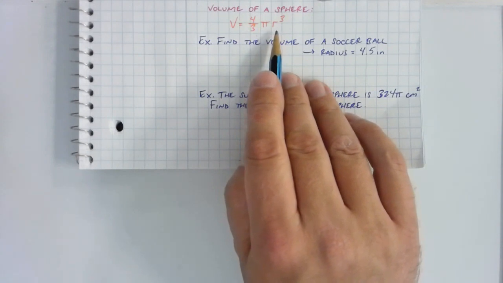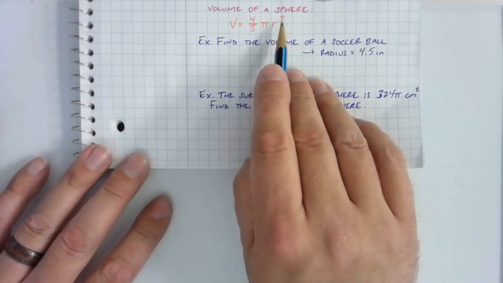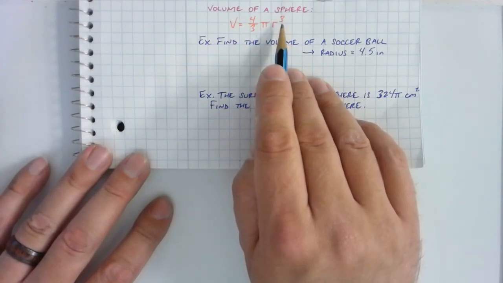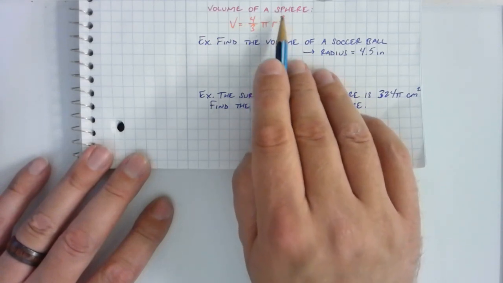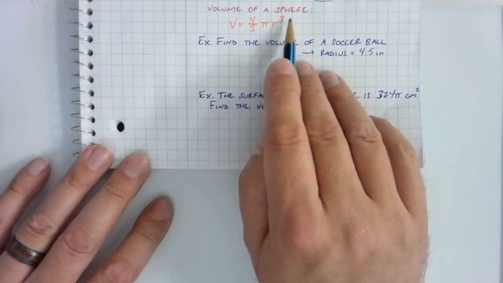Radius, again, of a sphere is a one-dimensional measurement. It's simply a distance from the center to its edge. As soon as I cube it, or raise it to the third power, that will make that number of units of distance cubed, whether it's miles or centimeters or feet, whatever it might be. And so on the right-hand side here, I'll end up with cubic units that will represent a three-dimensional measurement.